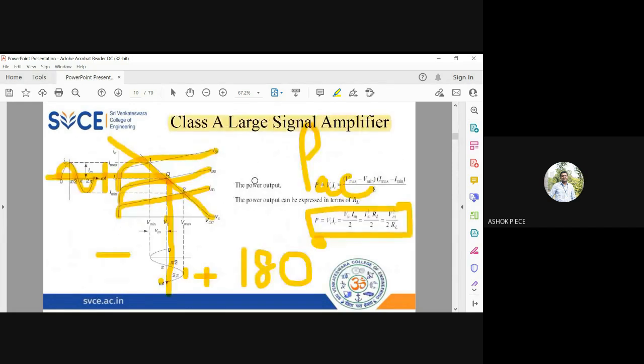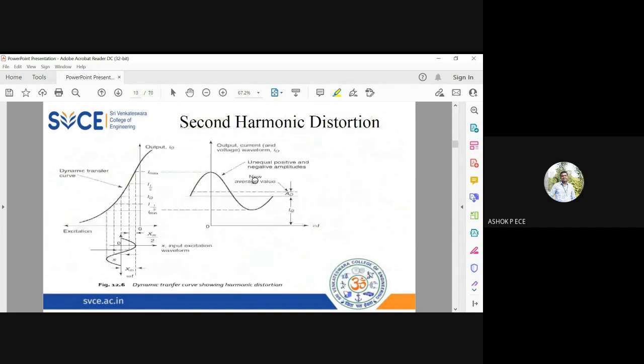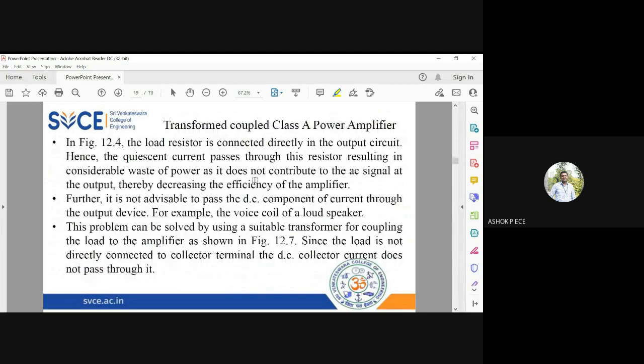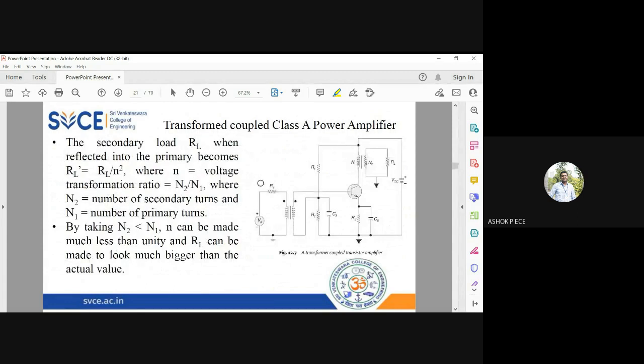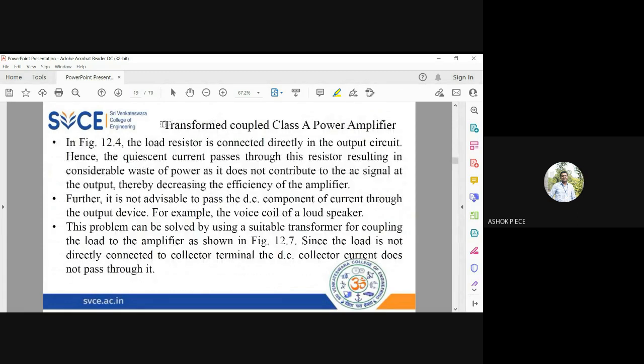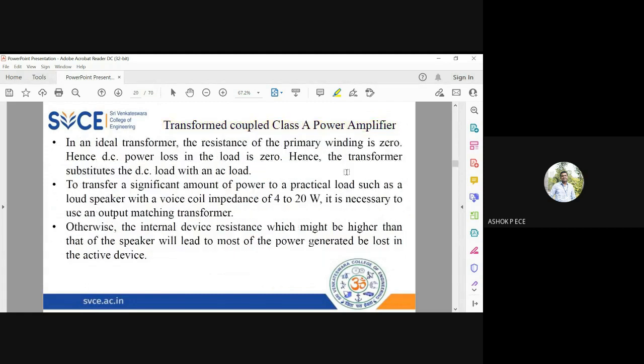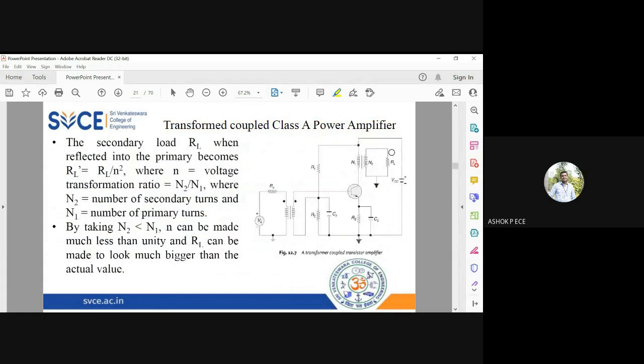So this is the class A large signal amplifier. Now we are going to see the efficiency of the class A power amplifier. This is a normal class A amplifier. If we go for a transformer coupled class A power amplifier, instead of connecting the output directly to the load, you can see here you have one transformer at the input side and one transformer at the output side. The transformer at the input side will couple the signal from Vs towards the base of your amplifier. The transformer at the output side will couple the power from the collector towards the load.